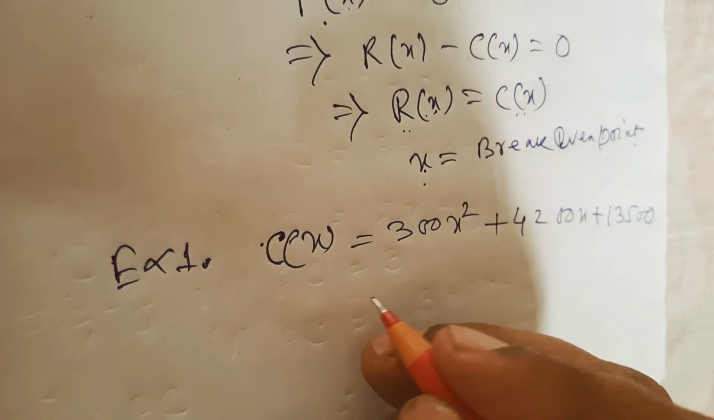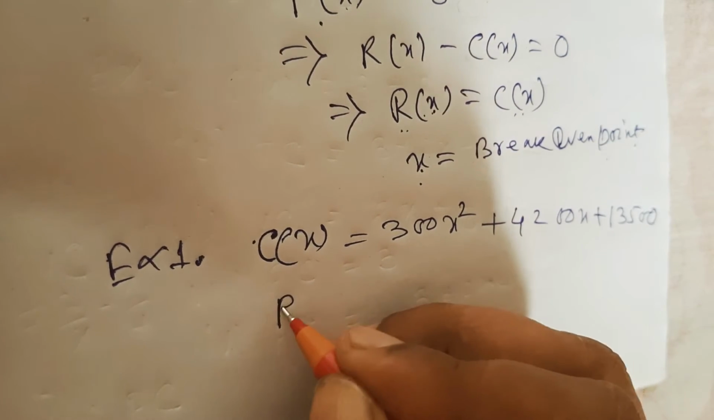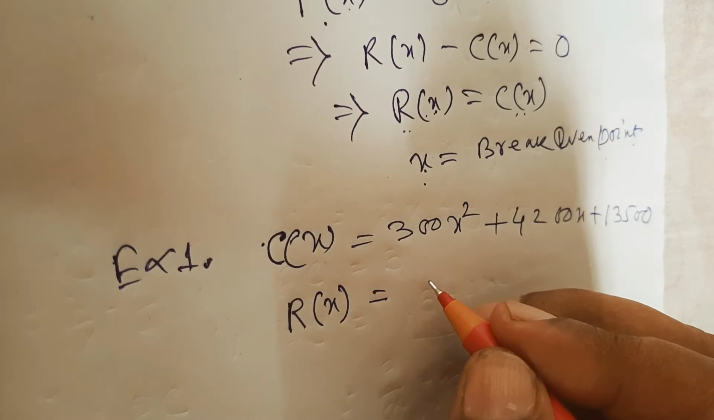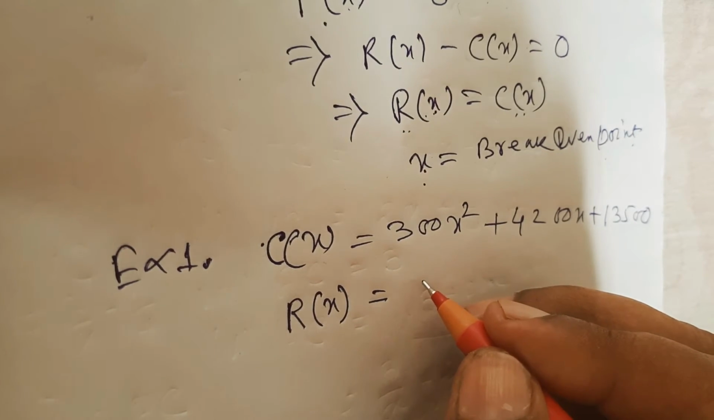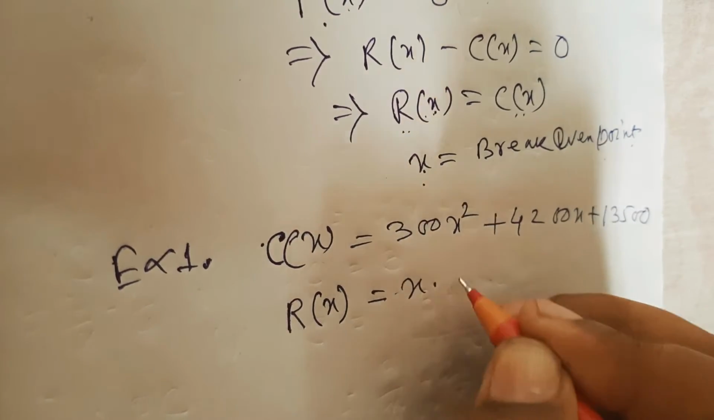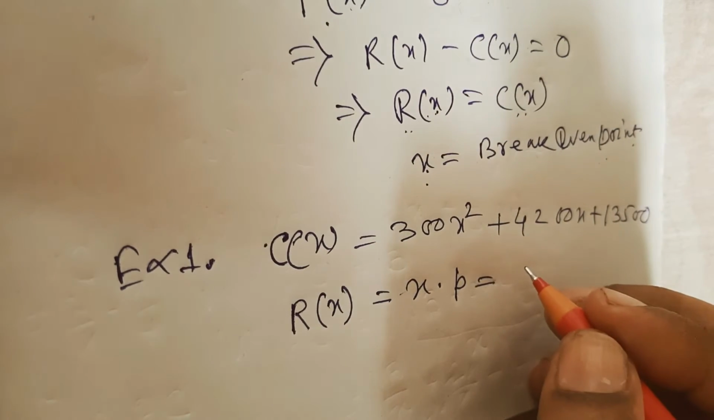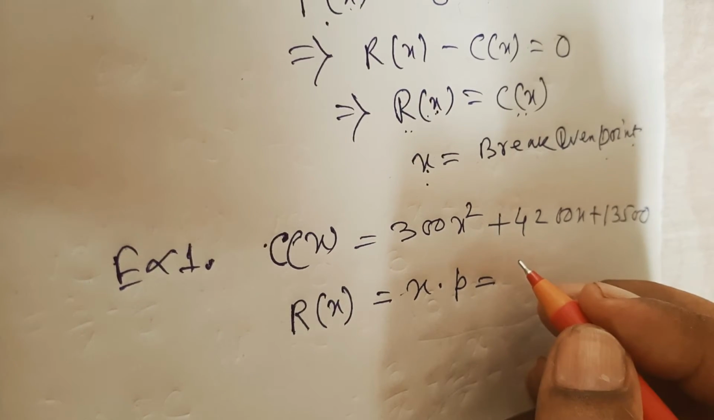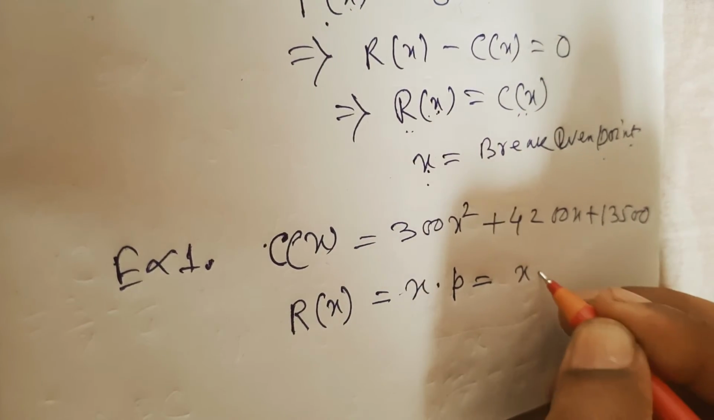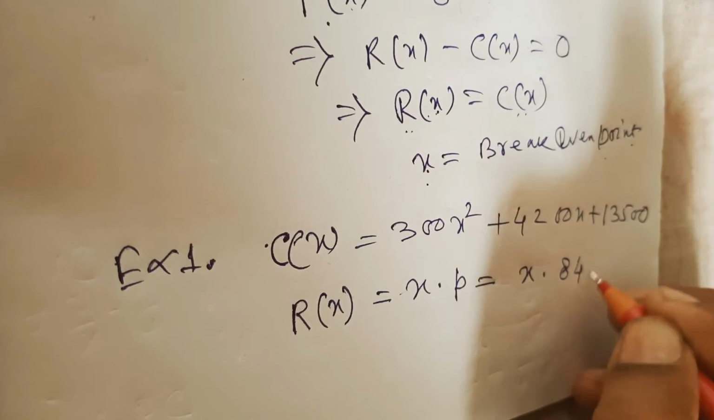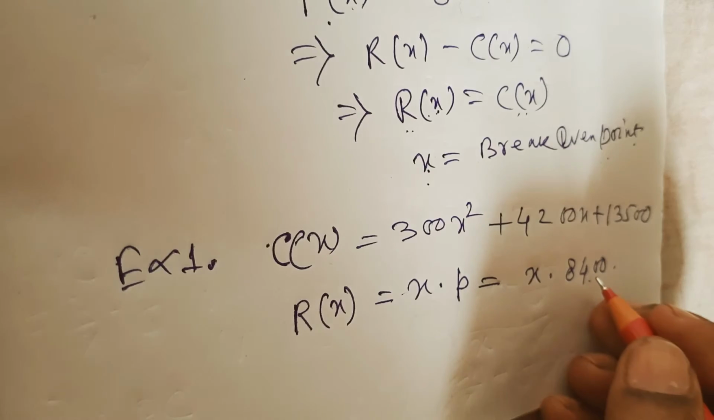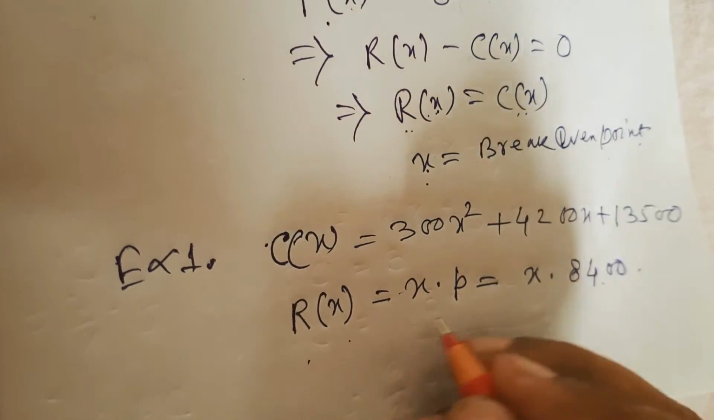At first I find the revenue function. What is the meaning of revenue function? Revenue function is equal to x into p, as I already told. Each product is sold at 8400, so this is equal to x into 8400, which is our revenue function.